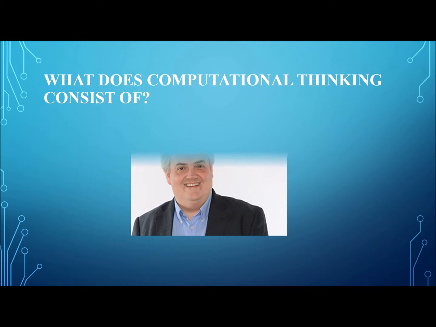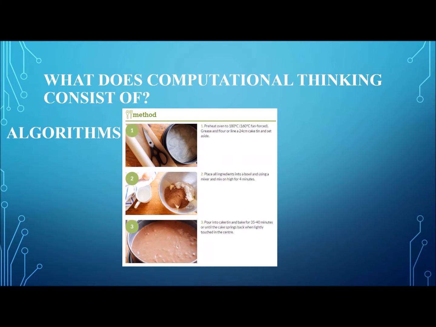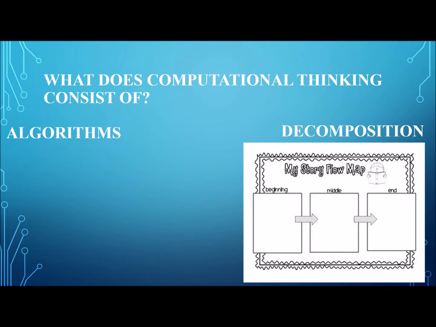Berry suggests that computational thinking is made up of many different processes. These include algorithms, which are a sequence of instructions that can be used to solve a problem and as a result achieve a goal. Decomposition, which breaks down a problem into smaller, more manageable parts. These can be seen when planning a story in a literacy lesson.